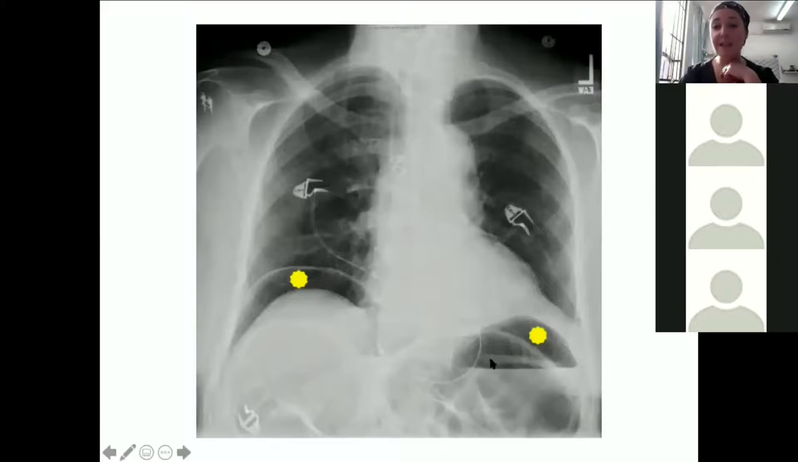On the left-hand side here, this is your stomach bubble. So this is normal. This you're happy with. But on your right-hand side, can you see this area here underneath the diaphragm? Here's your diaphragm, this white line over here. And underneath it, you've got free air under the diaphragm. So this means that something in terms of a hollow viscus, so colon, small bowel, has perforated. And you've got free air that's sitting in the abdomen where it shouldn't be.